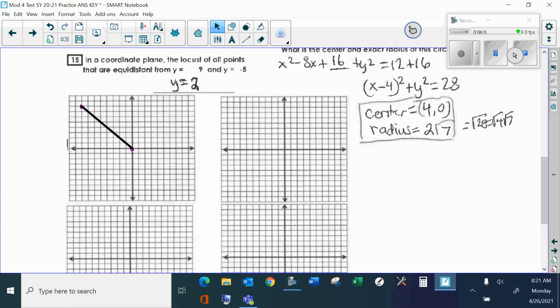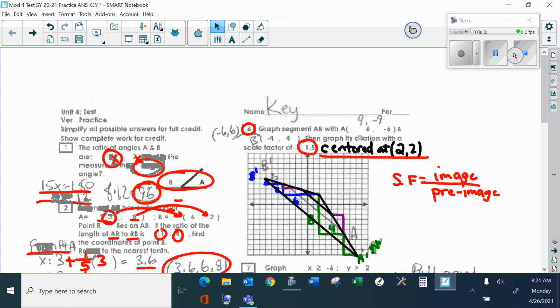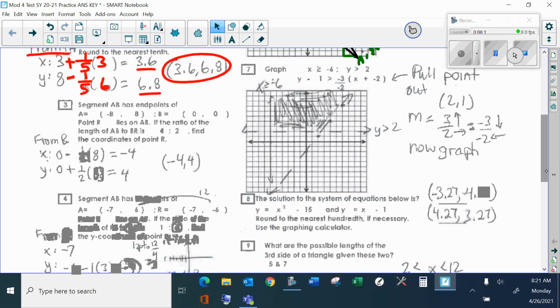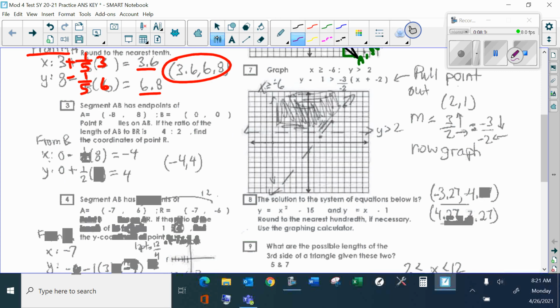Okay. Now, I'm going back here, reading the problem again. Okay, notice, we haven't seen this one before. If the ratio of the length of A to B, notice it's A to B, the entire length of the segment is 4 parts. Remember, normally we'd have A to R and B to R. This is A to B now. The whole length of the segment from A to B is broken into a total of 4 parts.